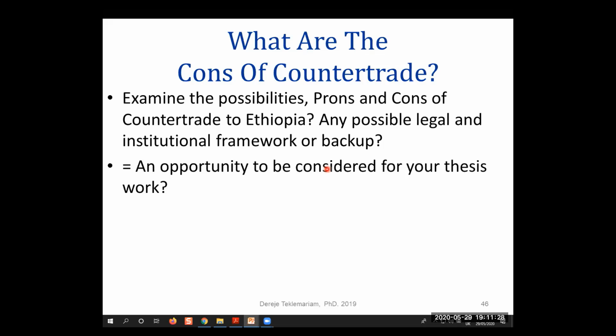Please read it, and this may be one of the questions that may be asked of you. So read it. Plus, it's also an opportunity to be considered for your master's thesis, for instance, opening your eyes to other issues, and you can have a comparative assessment between Ethiopia and certain other countries that are conducting counter trade. How much counter trade is already happening?